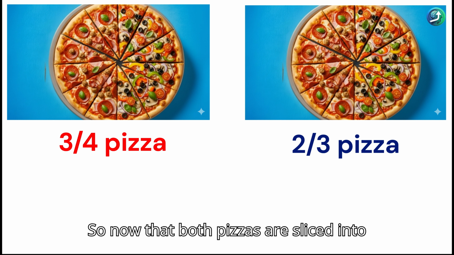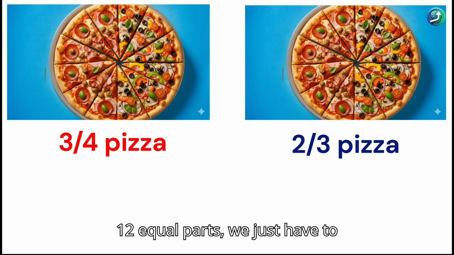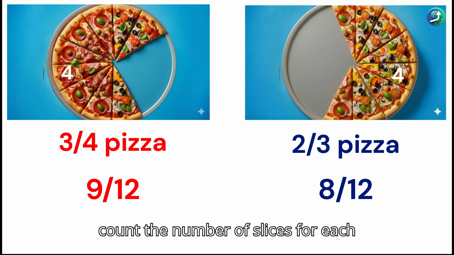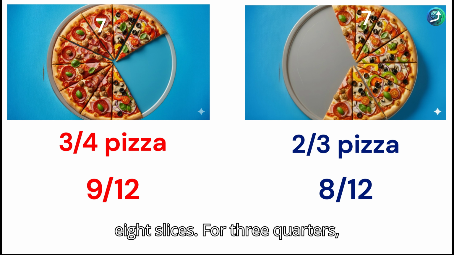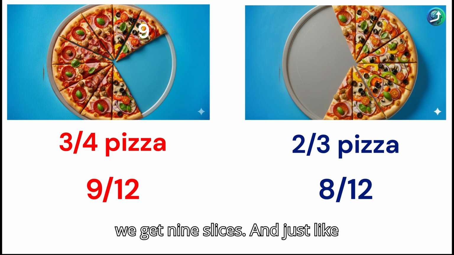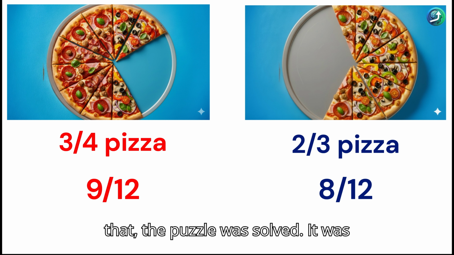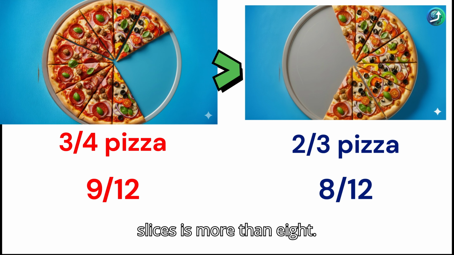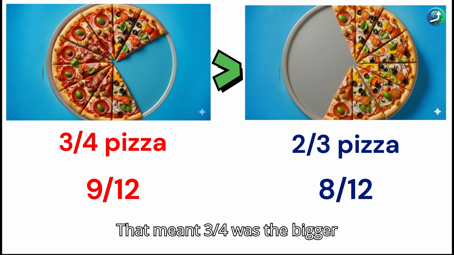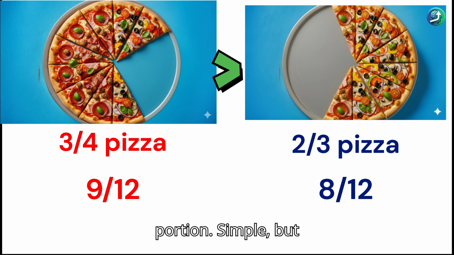So now that both pizzas are sliced into 12 equal parts, we just have to count the number of slices for each option. For 2/3, we get 8 slices. For 3/4, we get 9 slices. And just like that, the puzzle was solved. It was easy for Vihaan to see that 9 slices is more than 8. That meant 3/4 was the bigger portion.